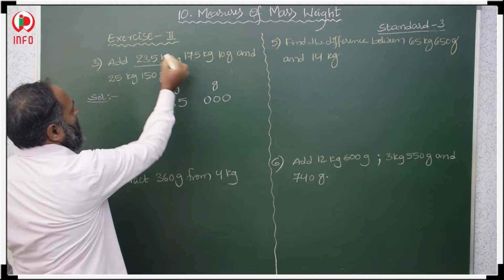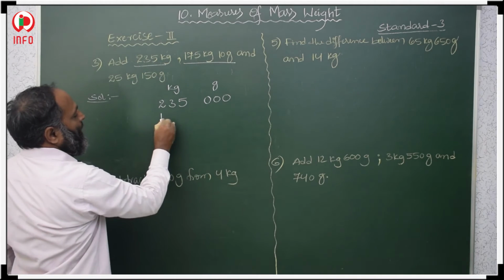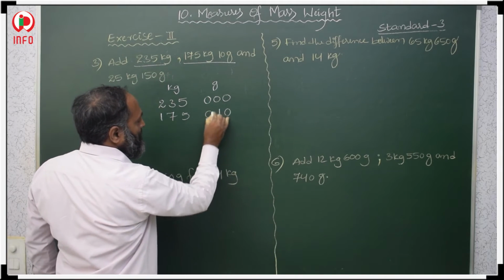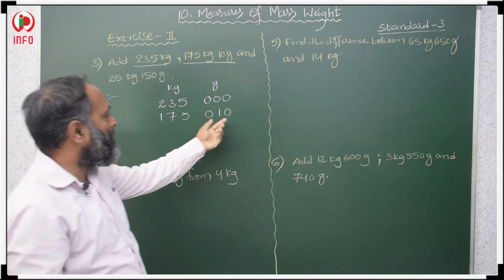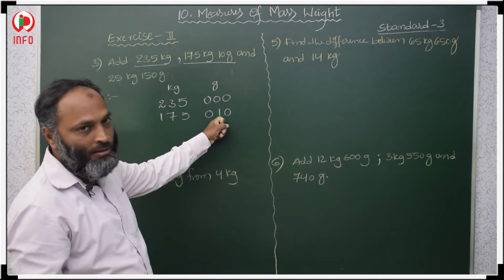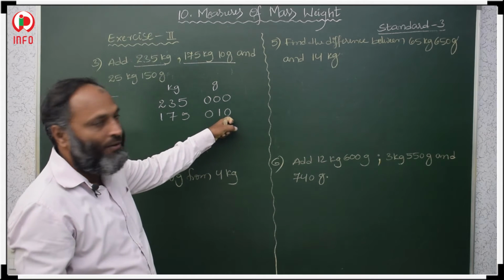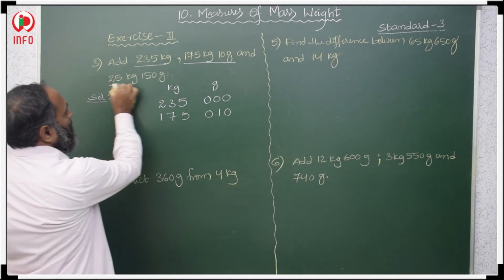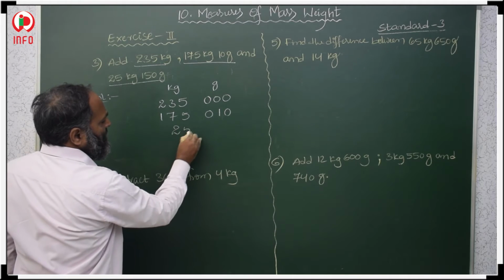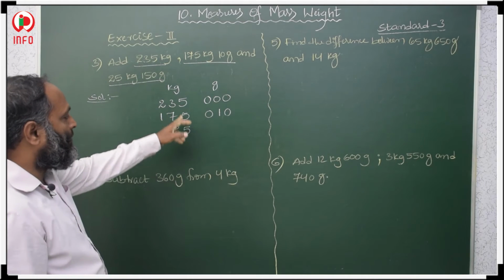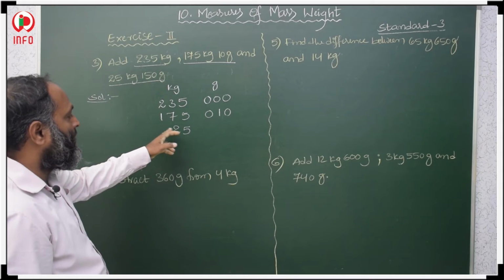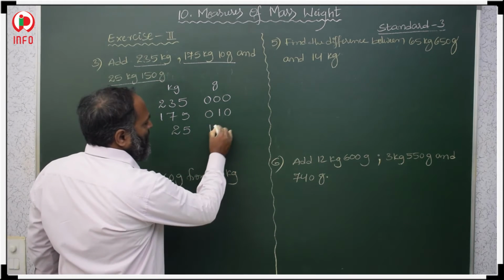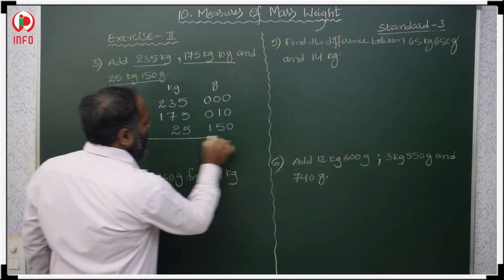Next, this first quantity is over. Then second quantity: 175 kg and 10 grams, 10 we have to write here. Here keep 0. 10 grams means we have to fill here in ones place and tens place. 10 means ones place we have to take 0 and tens place 1 and hundreds place 0. Next, the third quantity 25 kg. So we have to take 25 like this: 5 in kgs in ones place and 2 in tens place. Don't take 25 like this, in hundreds and tens. 25 kgs 150 grams.